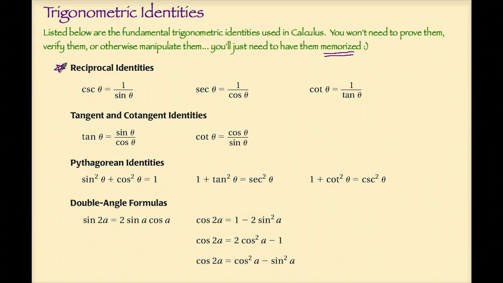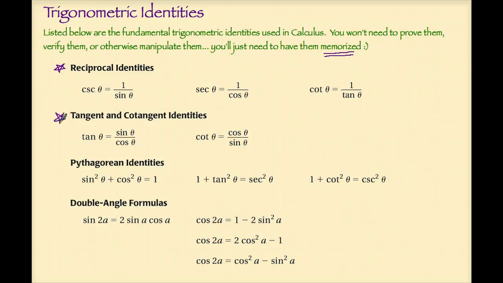Starting with the reciprocal identities. Cosecant of theta is 1 over sine theta, and of course sine theta is also 1 over cosecant theta. Secant theta is 1 over cosine theta, and of course cosine theta is also 1 over secant theta. Cotangent theta, 1 over tan theta, and of course tan theta is also 1 over cotan theta.